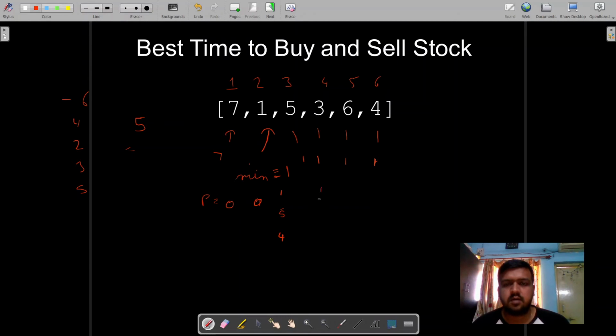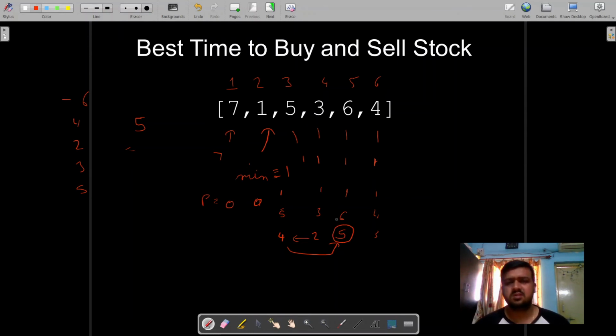I have 1 as the minimum value and 3 as the current value. If I sell this, I have 2, which is less than 4, so this is of no use. I will move forward. I have 1 and 6, and then I have the profit of 5, which is greater than 4. So I can keep in mind this particular combination of 6 and 1. And for 4, I have 1 and 4, which is 3. So 3 is not greater than 5, so we will rule out this possibility. We have to somehow retain this 5 value and at the end report it.